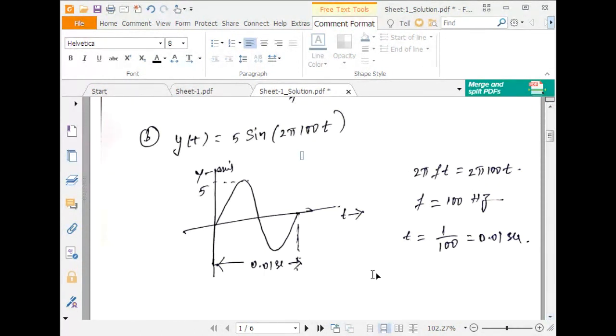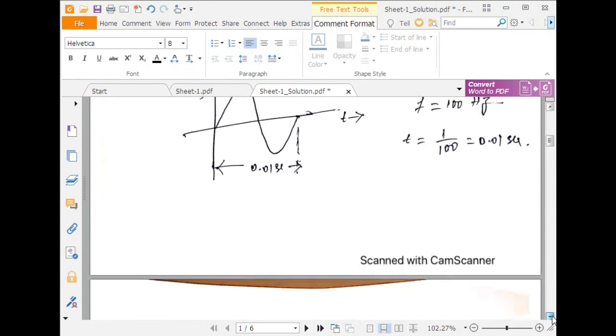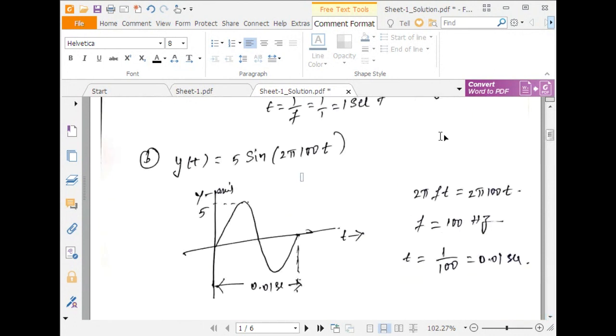Sir, should it not be T capital instead of T small? You can write small, no problem. Because the time period is T capital. You can use T capital, no problem for that. Okay, sir. Then for the second question, you have two more questions here.